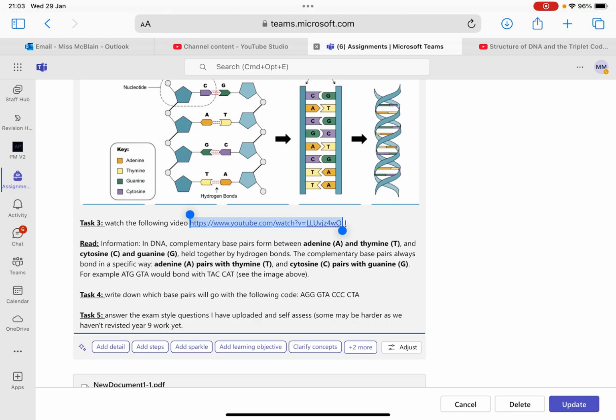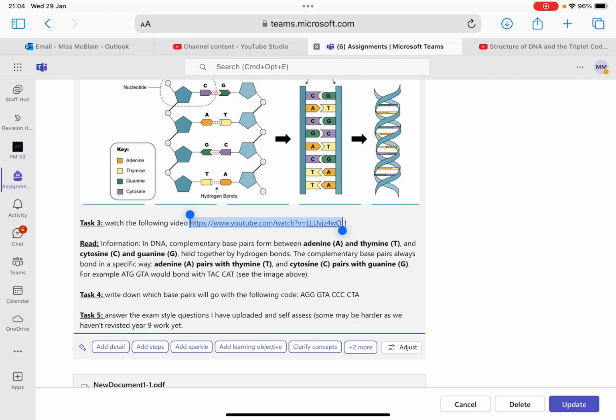So if you had the code A, T and G, that is one side of your sort of rung of your ladder, and it would bond with the other side, the opposite side. So A, T and G, the A would bond with a T, the T with an A, and the G with a C. And you could do another example. So if you had GTA, the G would go with a C, the T with an A, the A with a T. I think I said that wrong.